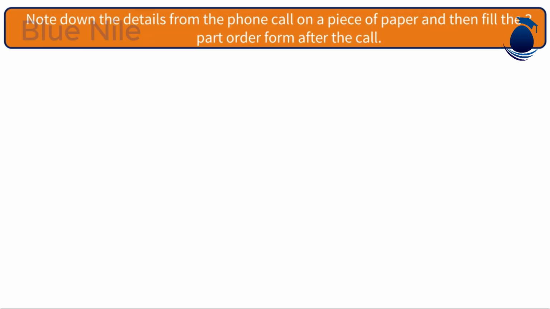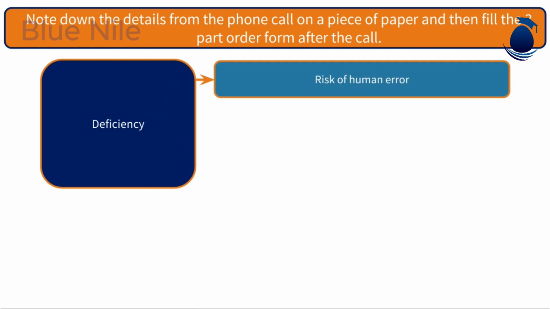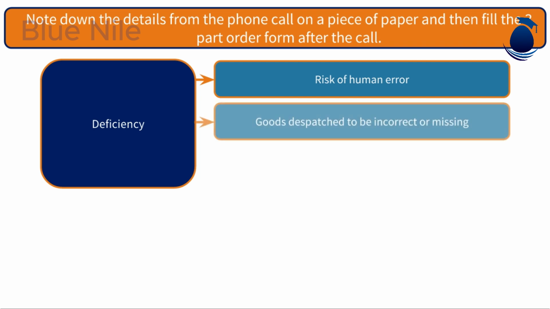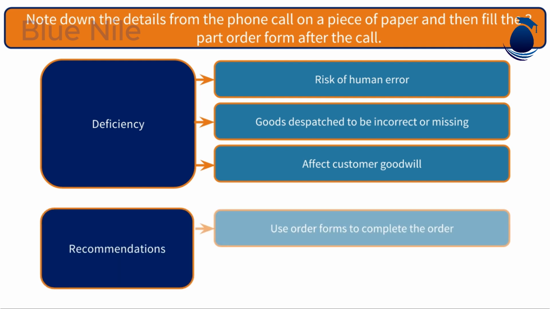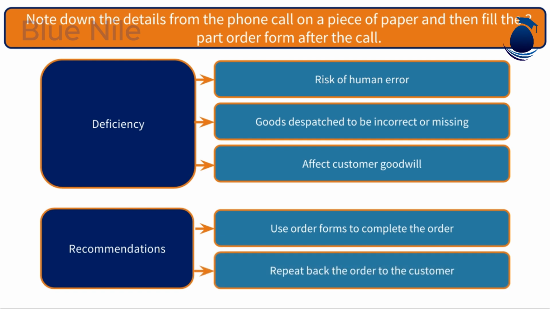The scenario tells us that the order clerk would note down the details from the phone call on a piece of paper and then fill in the 3-part order form after the call. This increases the risk of human error. The order clerk may forget to fill in the order form, lose the details on the piece of paper, or even transfer the product details and quantity incorrectly, causing goods dispatched to be incorrect or missing. This would affect customer goodwill. A recommendation would be to use the order forms to complete the order whilst on the phone. They should also repeat back the order to the customer while on the phone to ensure they have recorded the details correctly.